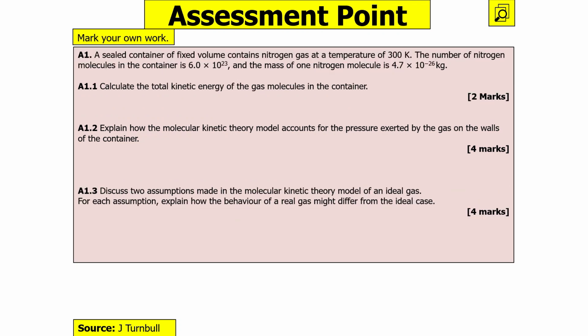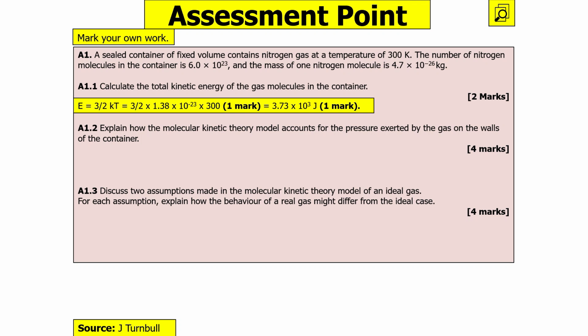In our first one, we can say E is equal to 3 over 2 kT. That's the kinetic energy of the gas molecules. So you pop it all through and you get 3.73 times 10 to the 3 joules.